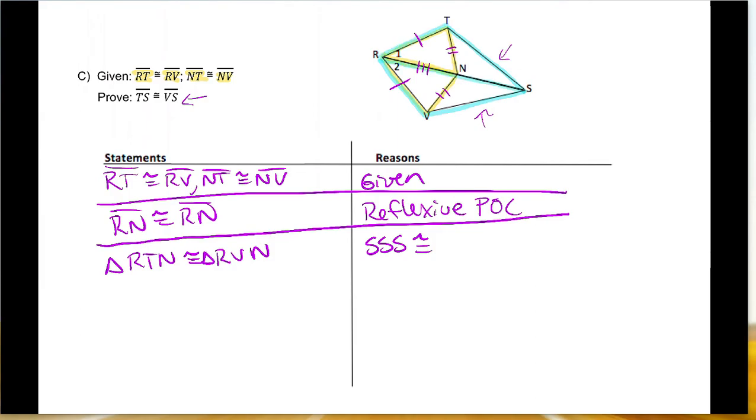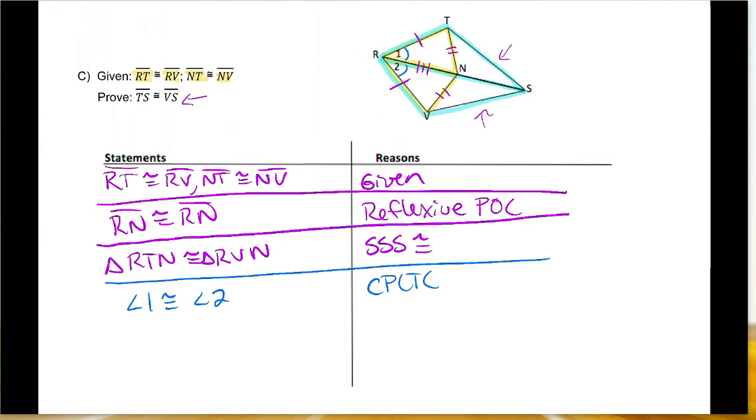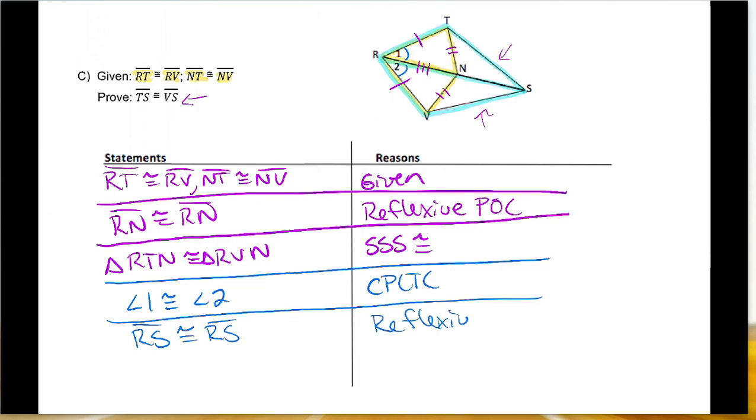the top. And if you think about what they have in common with the yellow triangles, they have side RT and RV, but we already knew those two sides. Another thing they have in common is angle 1 and angle 2. So I can get angle 1 and angle 2 through CPCTC. This is an angle in the new triangles that we want. And we can also notice that these two aqua triangles are sharing side RS. So I can use that and say RS is congruent to RS by reflexive property of congruence, just like RN was used in the previous triangle.